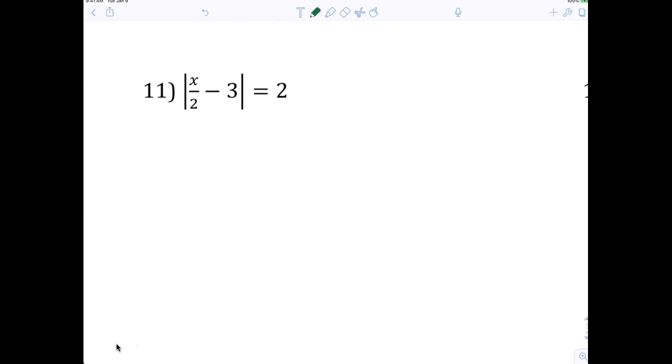Go. So x over 2 minus 3 equals 2. And or x over 2 minus 3 equals -2. That's the standard right there. You hear me on that? Every single time. You write what's inside the absolute value equal to the number, and then you set what's inside the absolute value equal to the opposite.